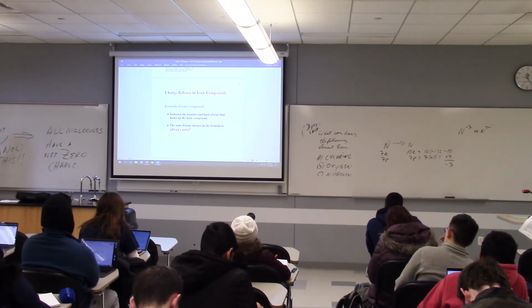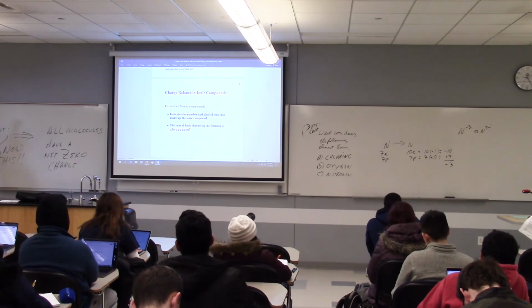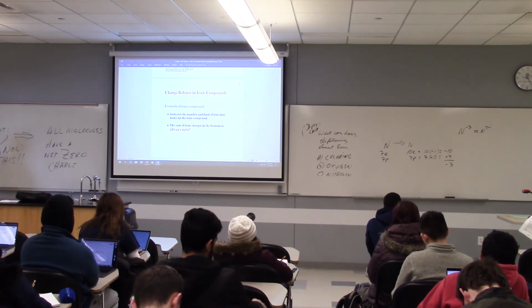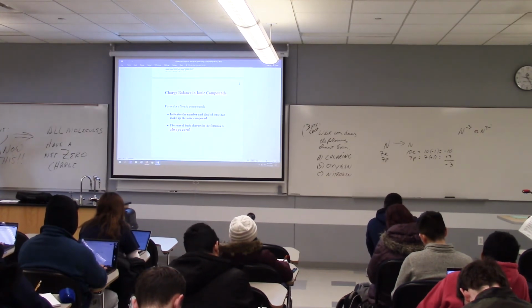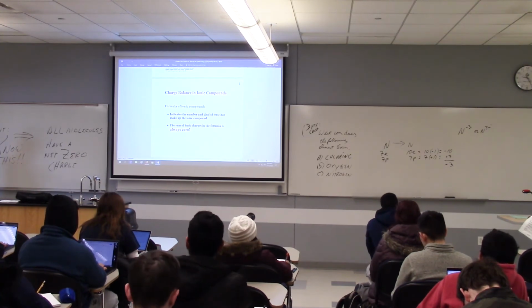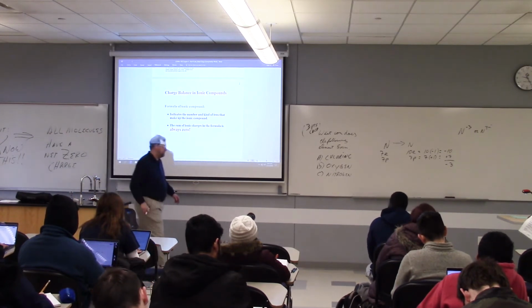By the way, the larger I write something on the board, the more important it is. All molecules have a net 0 charge. And this affects what ions and how many ions are in a compound that has ionic bonds. Let's take a look at one.